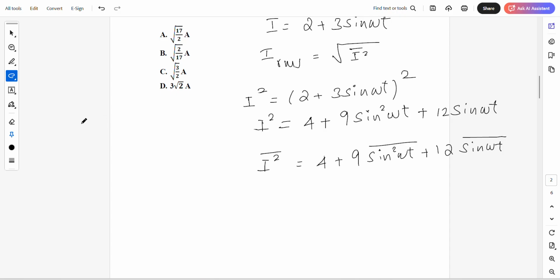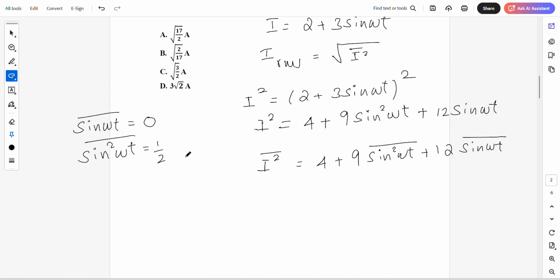What is the average of sine omega t? Over one full cycle, that is 0. What is the average of sine square omega t? That is 1 by 2.